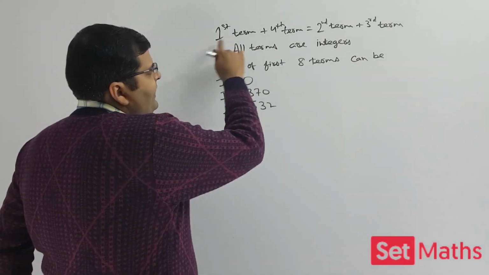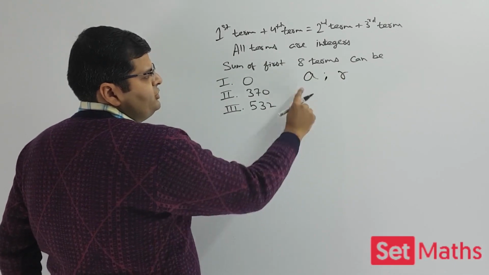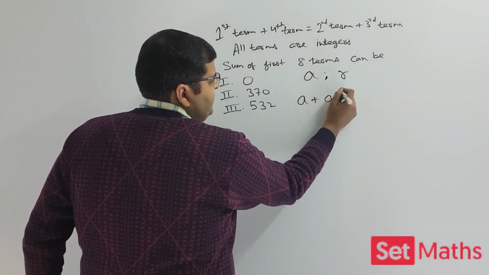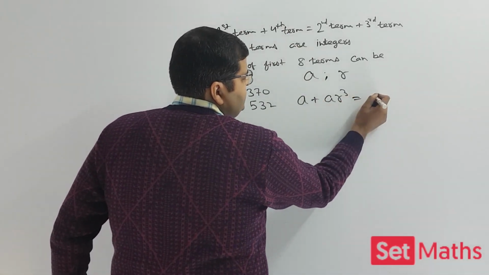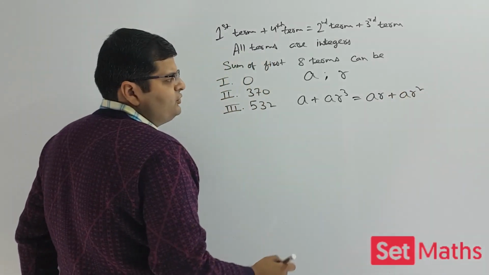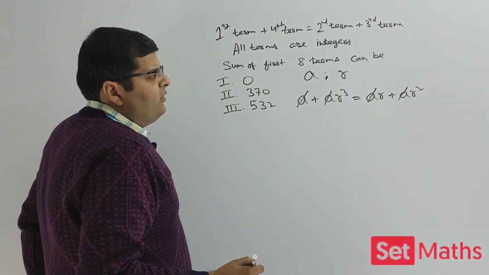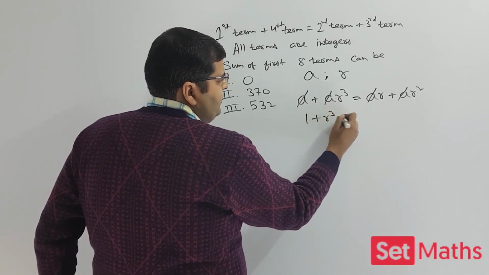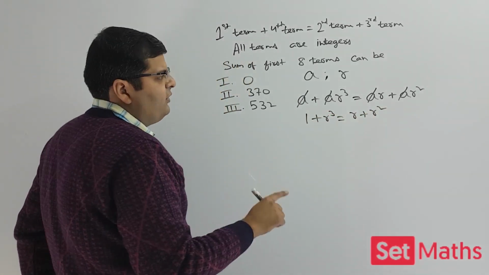Okay. So let the first term be a and the common ratio be r for the geometric progression. So first term plus fourth term, that is a plus a into r raised to 3, a into r raised to 3 is the fourth term. This is equal to second term, that is a into r, plus third term, that is a into r raised to 2. So a cancels out, which is the first term. So what we get is 1 plus r cube is equal to r plus r square. Okay, this is what we get.